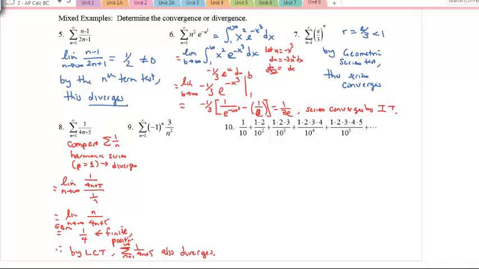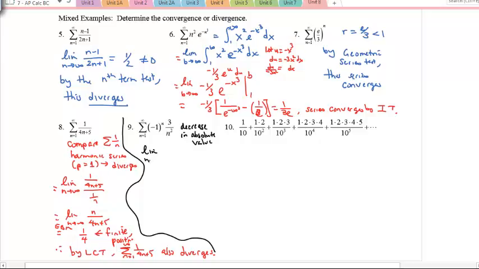This negative 1 to the n is always a hint. Alternating series test is what I should be using. I know that the terms always decrease in absolute value. You can do that by taking the derivative and checking that. I know 3 over n squared, all the terms decrease.